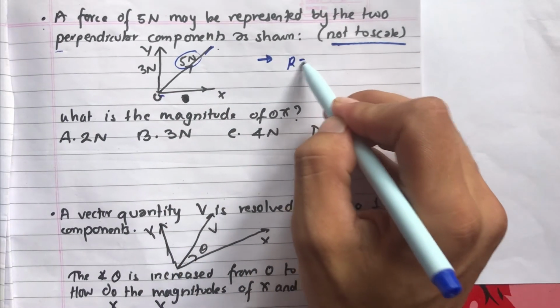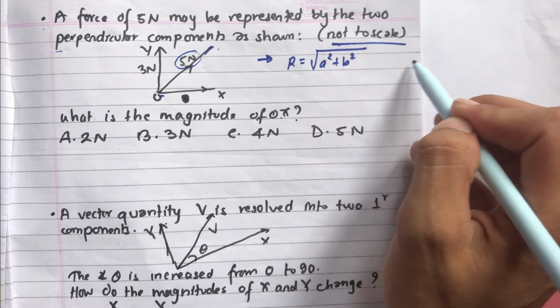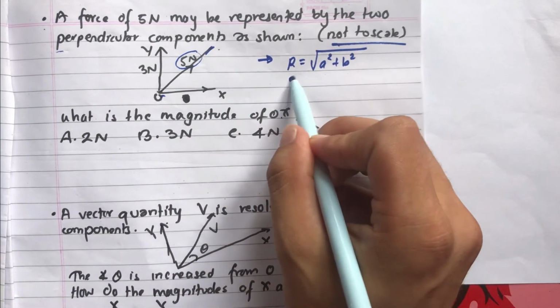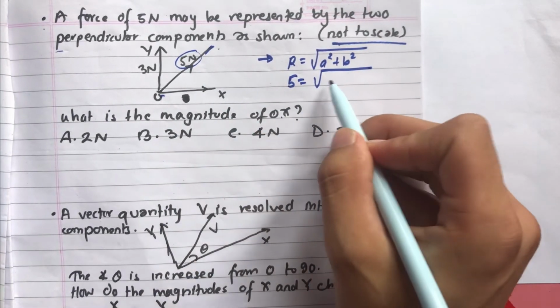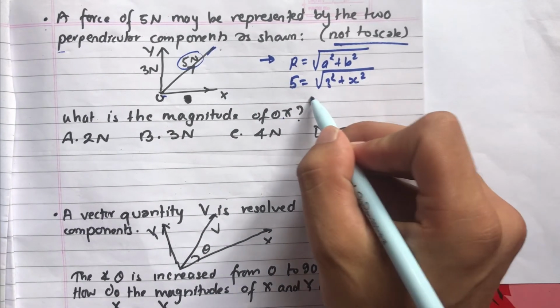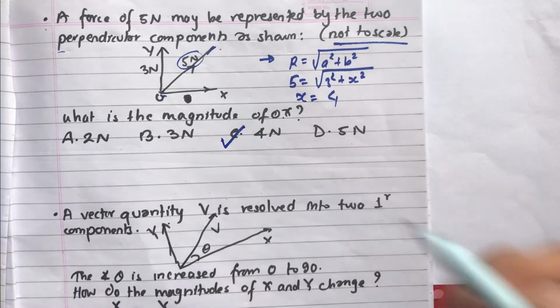So we know the formula: resultant equals a squared plus b squared plus 2ab cos theta. Here theta is 90 degrees, so cos 90 will be 0. So my resultant is 5, equals a squared, which is 3 squared, plus b squared, which is what I need to find, x squared. Now if I work this out, I would get x equals 4. So C is our answer.